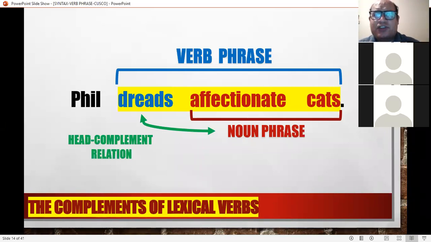So there is a relation here between the verb and the noun phrase, the head of the verb phrase and its complement, all right? And we call this a head complement relationship, all right? So don't forget about it. So here we are going to add some noun phrases to the verb, lexical verb. Remember, we're talking about just the lexical verbs. We can add a complement, and this complement could be a noun phrase, all right?